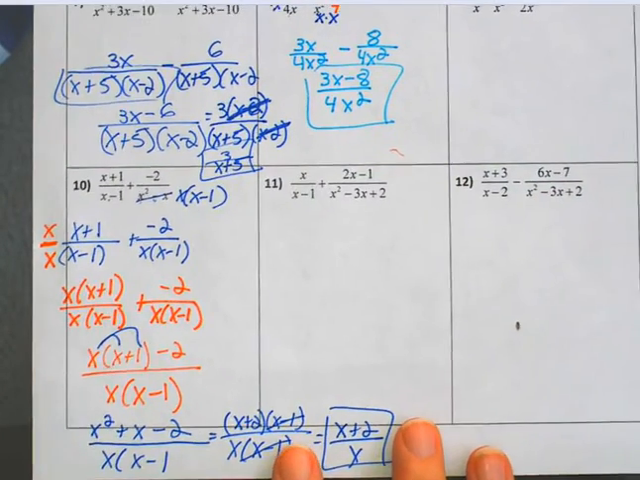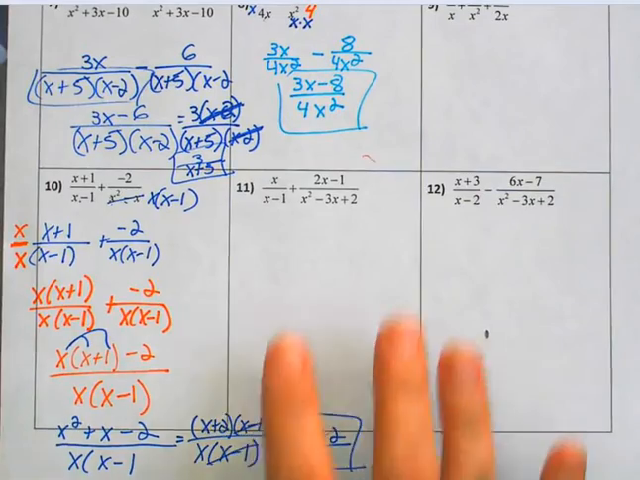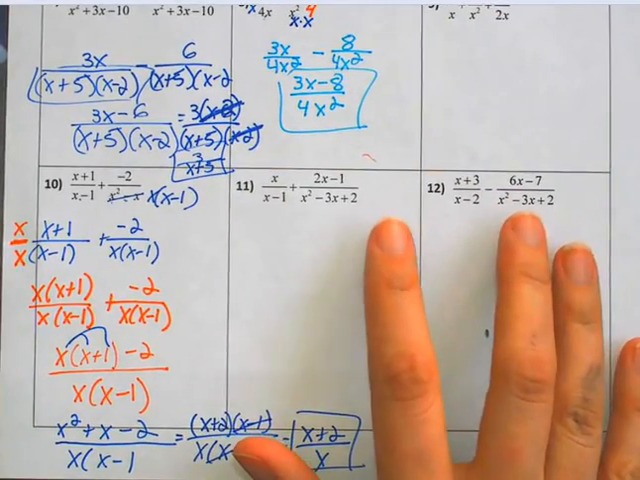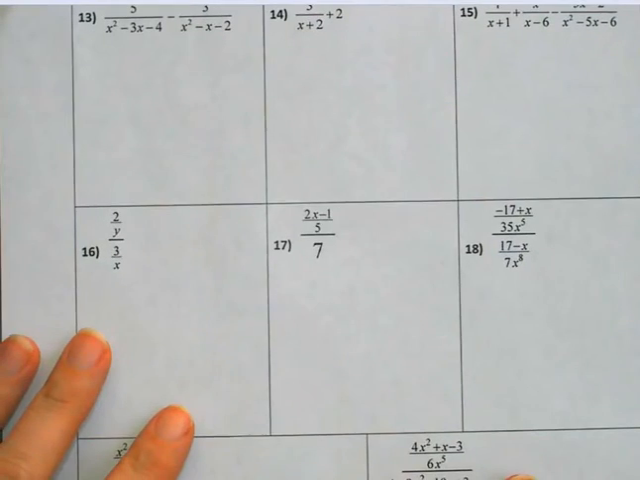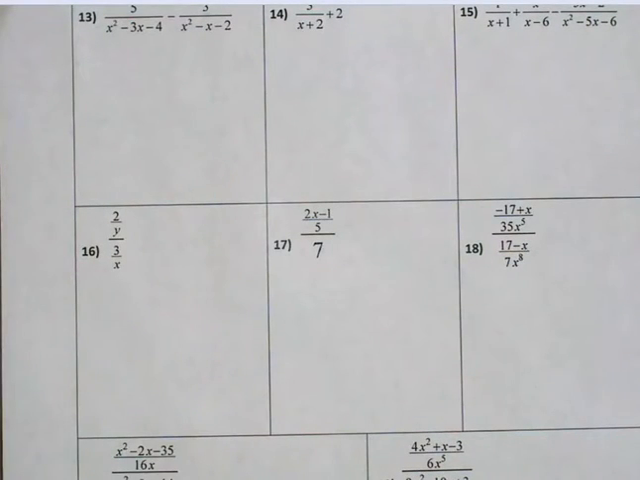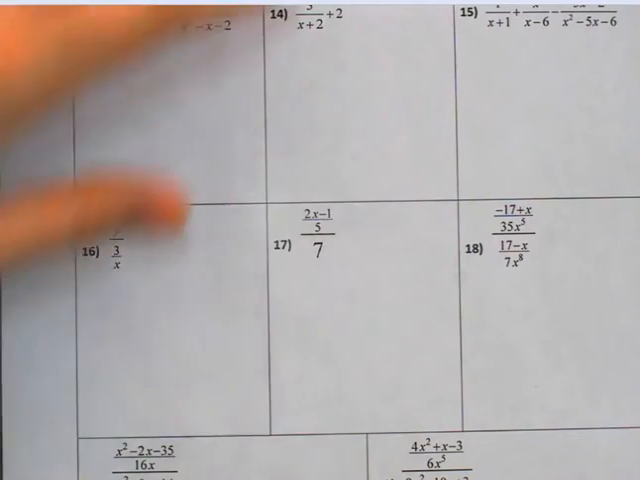I'll go ahead and let you do 11 and 12 on your own. Just remember to go ahead and factor the denominator first. Going to the next page, same thing. I'm going to go ahead and pick up with number 14.